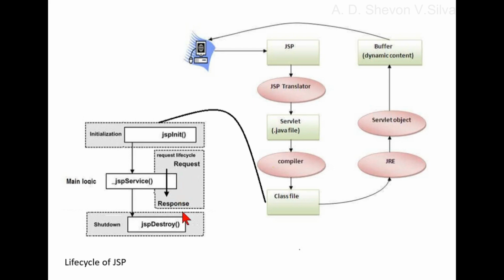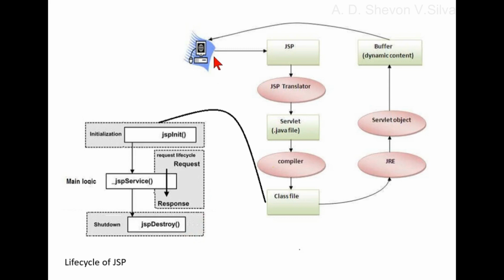JSP cleanup, step 6 is JSP cleanup. In order to remove the JSP from the use of the container, or to destroy the servlet, the jspDestroy method is used. This method is called once. If you need to perform any cleanup task like closing open files or releasing database connections, the jspDestroy method can be overridden.